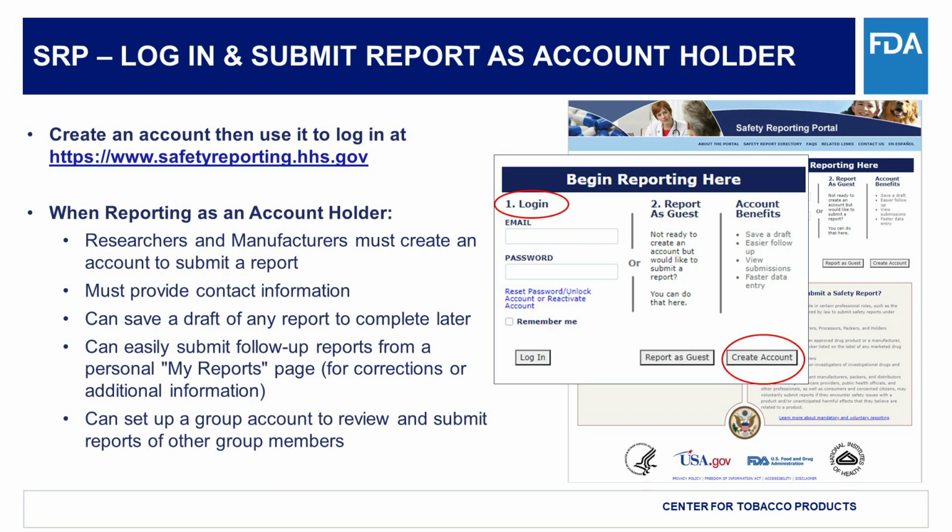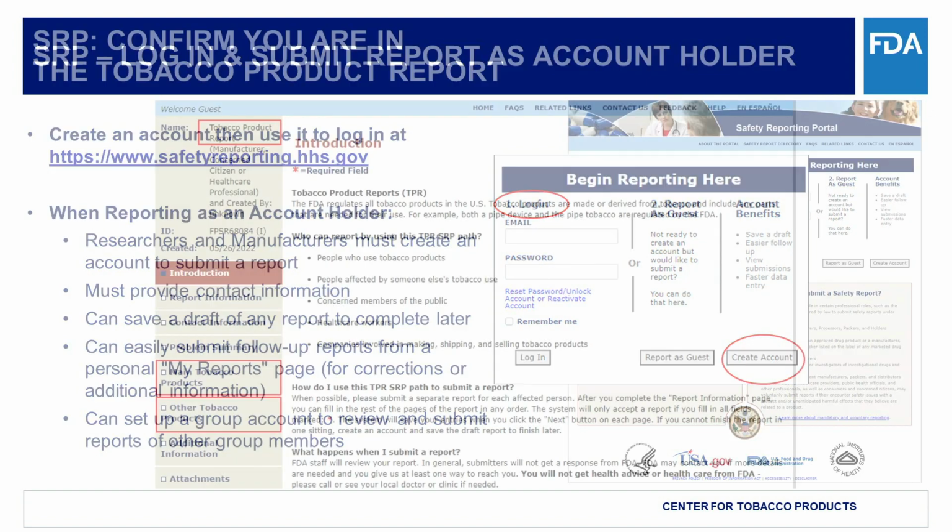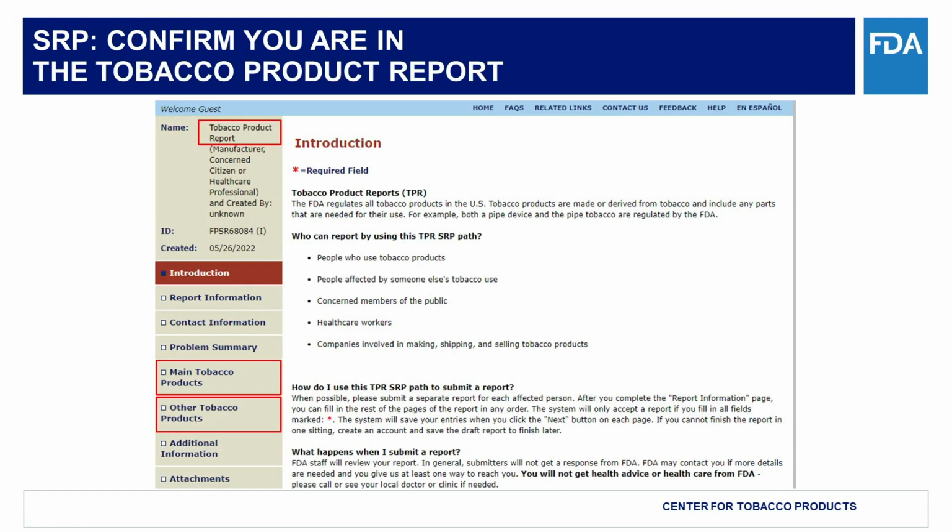And you can set up a group account to review and submit reports of other group members. This group account feature may be helpful if an employee starts but does not complete a report that is saved as a draft and needs to be finished, or if an orientee completes a draft report for a supervisor to review and submit. When you see the introduction page, you are inside a report.